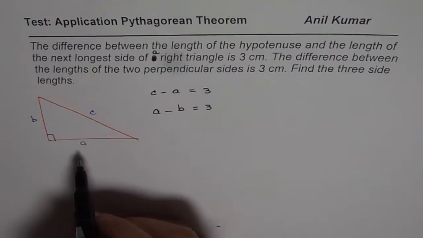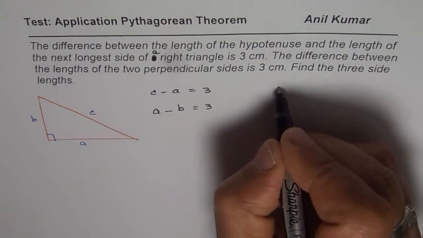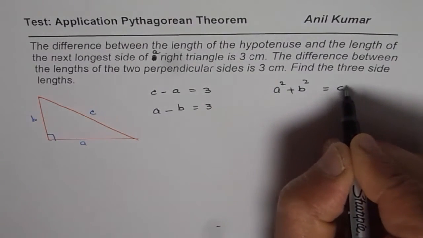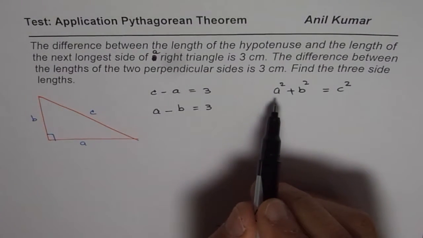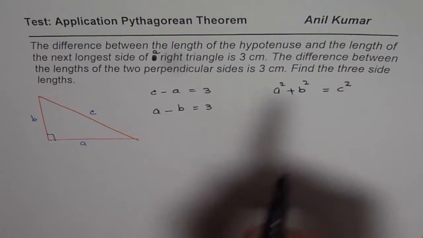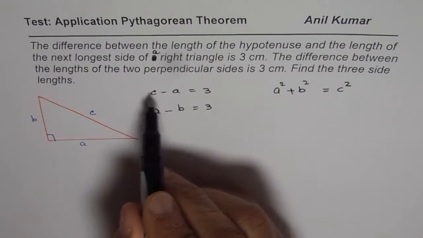Now one way to do it is we can use Pythagorean theorem. And from Pythagorean theorem, we know a square plus b square is equal to c square. Now these are all three different things. It is better to write them in terms of one variable, right? So we could write c and b in terms of a from these equations, right?